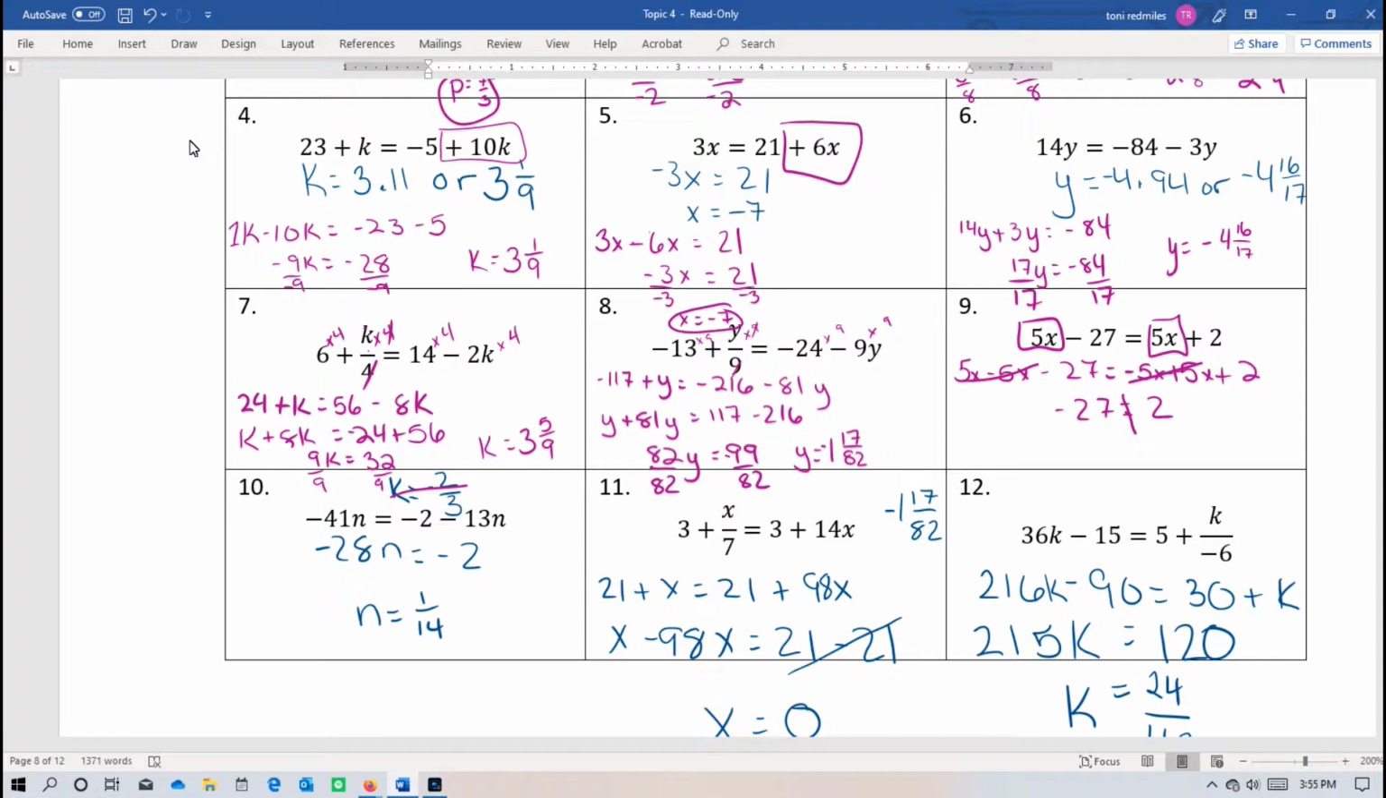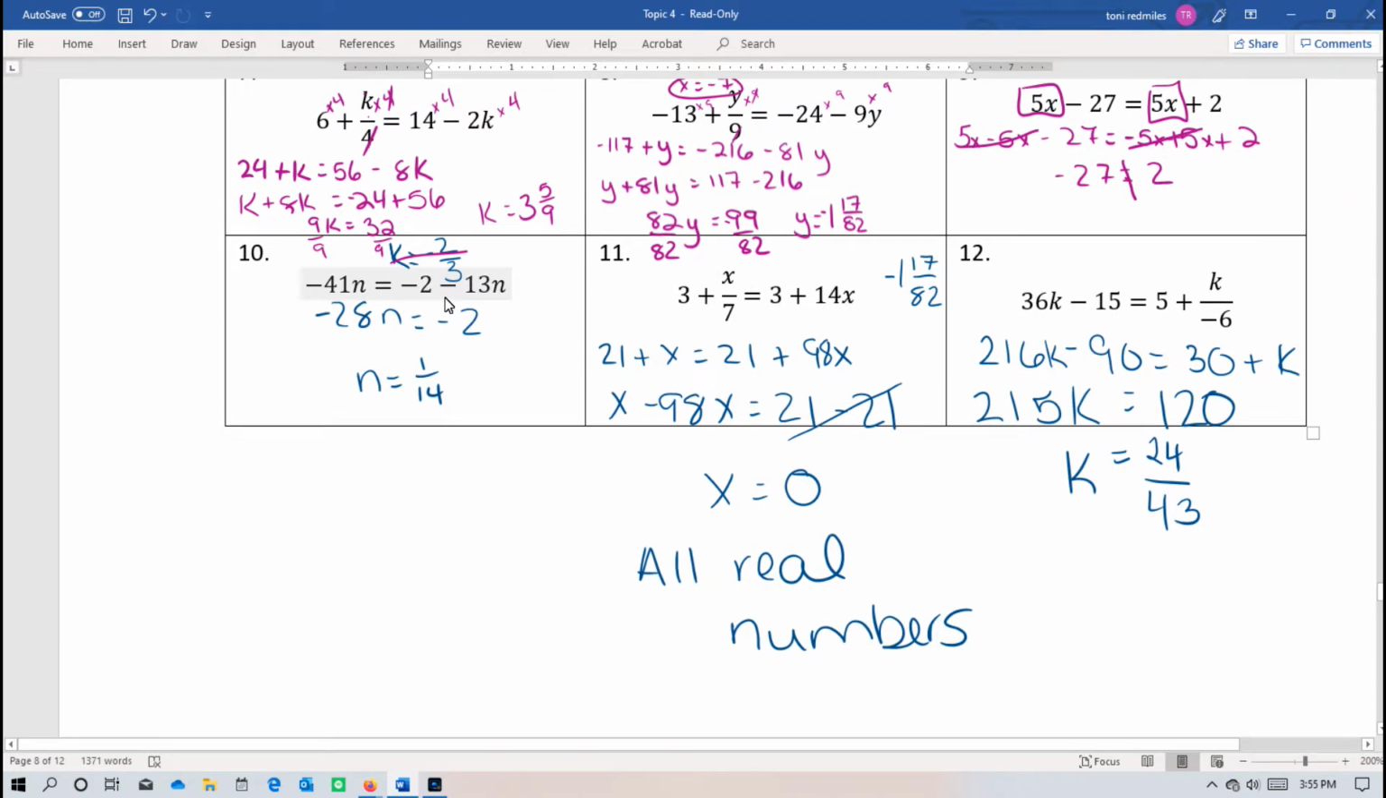All right, so this next one again, this one's just fairly simple, thrown in there after some of these hard ones. So I'm going to do it over here. Negative 41n equals negative 2 minus 13n. Bring this to the other side, making it positive.